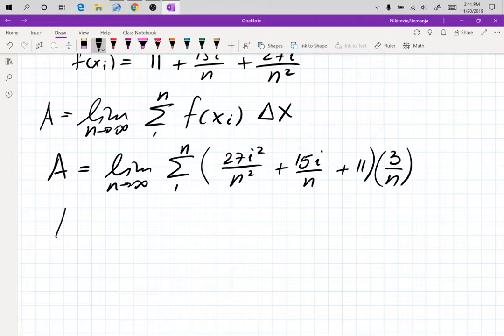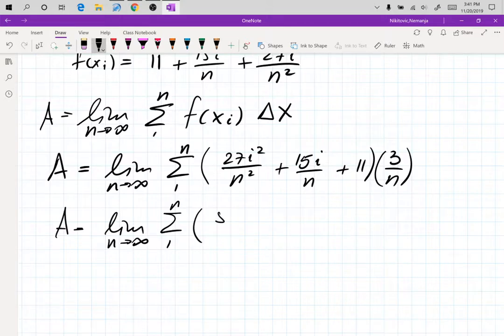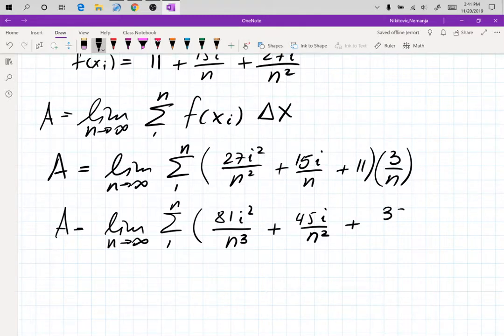So we have that the area is the limit as n goes to infinity of the summation from 1 to n, and now everything is going to be in a single term: 81i squared over n cubed, plus 45i over n squared, plus 33 over n.